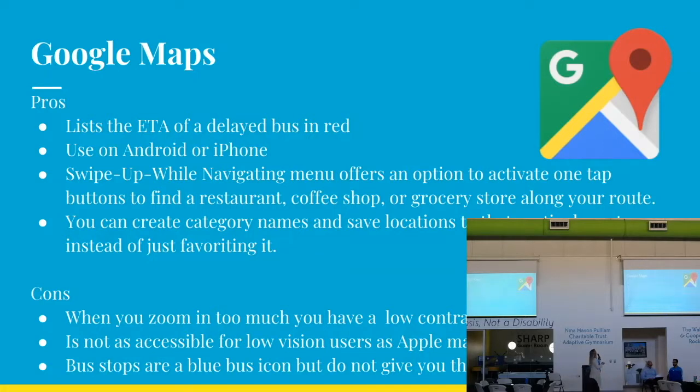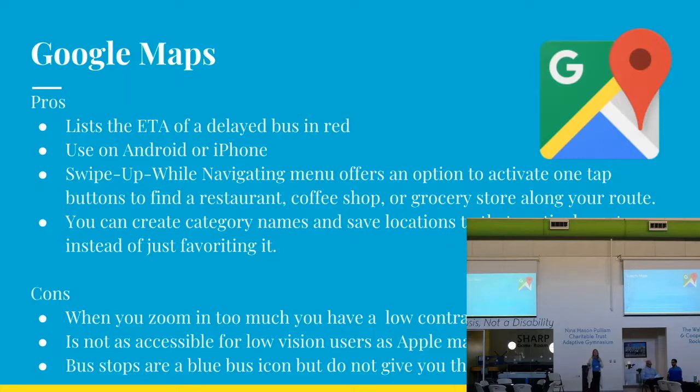pretty successful. So the pros with Google Maps, it lists the ETA of a delayed bus in red, which is pretty helpful. It kind of keeps in sync. You can use it on both the Android and iPhone. And a new feature, it has the swipe up while navigating menu that offers an option to activate one-tap buttons to find another destination along your route.